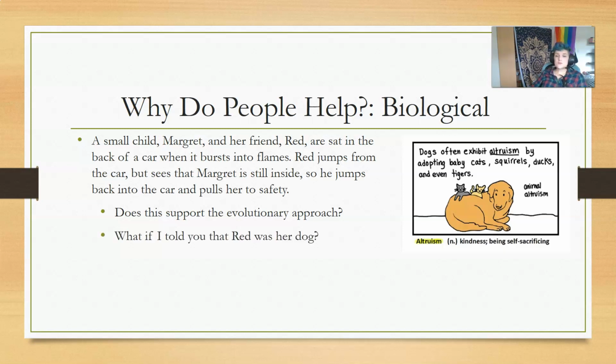But what if I told you that Red was her dog? So, Red is travelling with Margaret and the car bursts into flames. Red jumps out and is safe, but if Red jumps back into the car, he actually in a way increases his chance of survival because Margaret won't feed him and look after him if she's no longer around. So that actually supports the evolutionary approach.